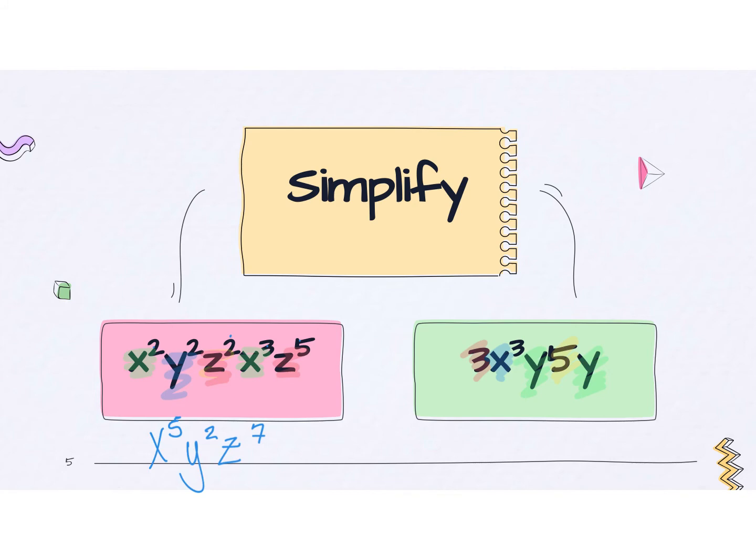Okay. I'm going to go back. I'm going to look at my numbers first. These are not like bases, therefore I'm not combining any exponents. I am simply multiplying. This is a multiplication statement. 3 times 5 is 15.